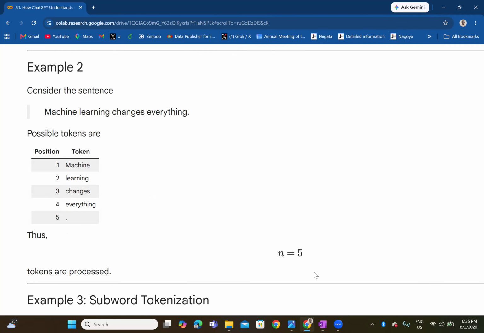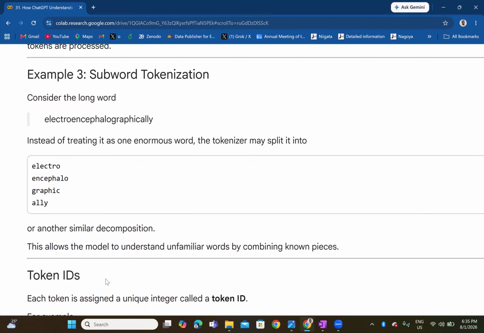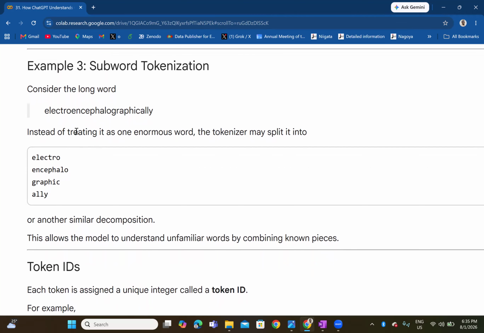Thus, n is equal to five here. So n equals five tokens are processed in this place. But if you have to use subword tokenization, consider the long word electroencephalographically. Instead of treating it as one enormous word, the tokenizer may split it into electro.